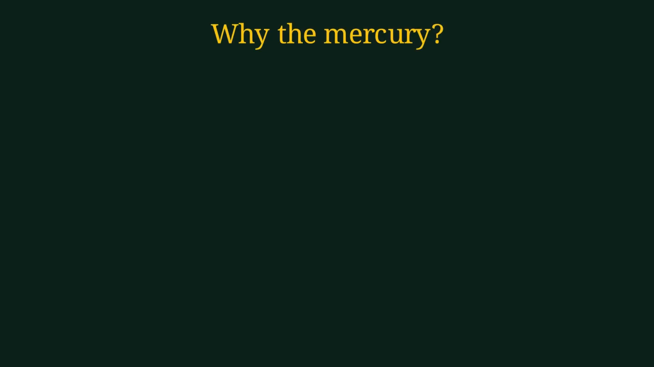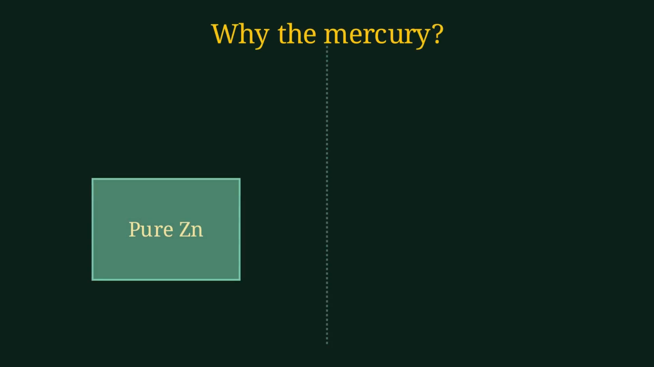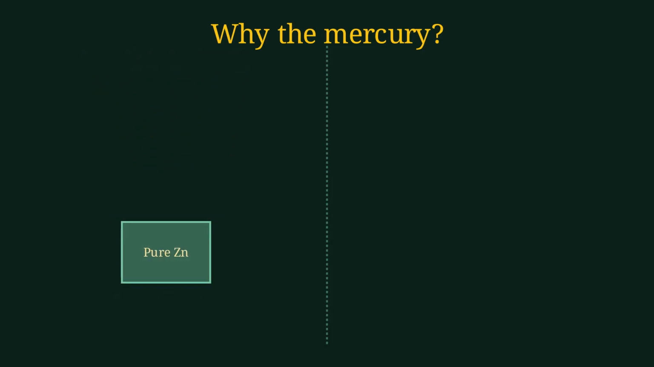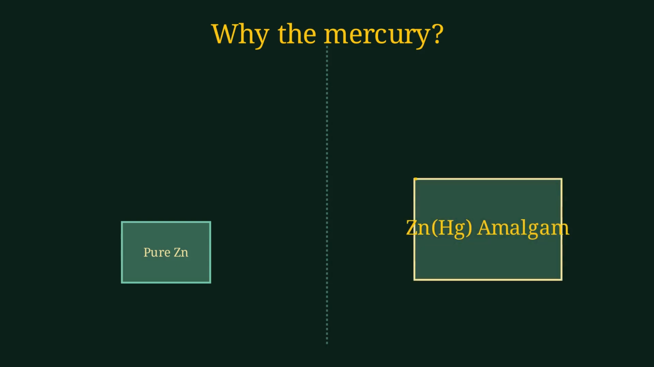But why the mercury? If we used pure zinc, the reaction with the acid would be so violent that the zinc would dissolve away into hydrogen gas before it could do much work on our molecule. By amalgamating the zinc with mercury, we create a more controlled surface. Think of it as tempering the zinc's enthusiasm, allowing it to provide a steady stream of electrons directly to our carbon atom. Let's visualize the mechanism, because this is where things get interesting.